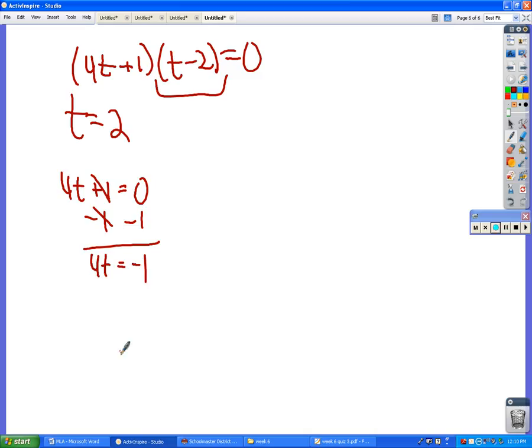Now divide by 4. And so the other thing that t could equal is negative 1/4, right? Because if I go 4 times negative 1/4, what do I get? Negative 1. And then negative 1 plus 1 is 0. And so then it will work.